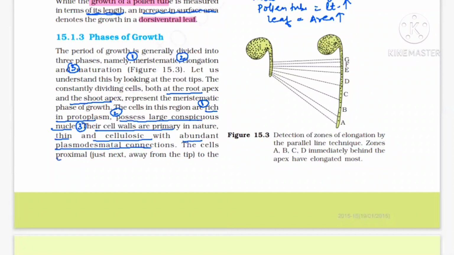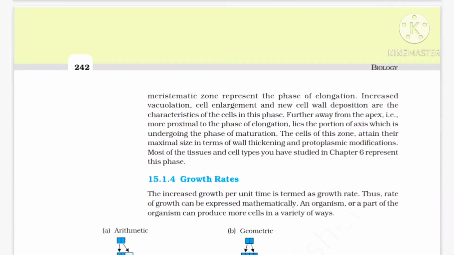Now proximal. Always remember one Hindi learning tip: proximal means "piche," back of. So proximal to the meristematic zone will be the elongation zone. In elongation, you will find vacuoles increasing. Increased vacuolation, because elongation happens due to the vacuole, so the endosmosis concept will be there. The cell will enlarge, and new cell wall deposition is also a characteristic. The primary cell wall goes for expansion.